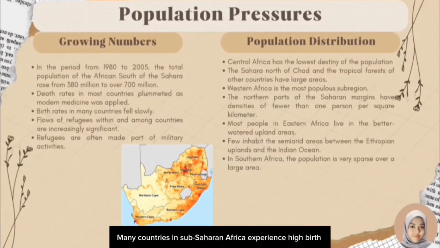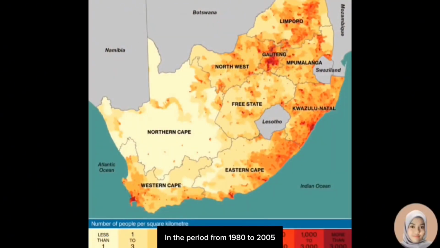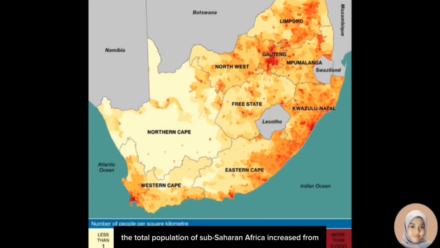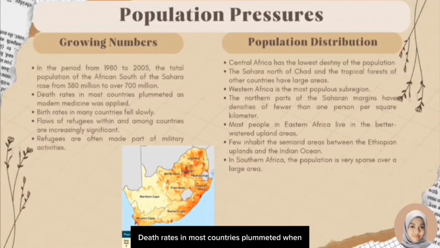Many countries in Sub-Saharan Africa experienced high birth rates, resulting in rapid population growth. In the period from 1980 to 2005, the total population of Sub-Saharan Africa increased from 380 million to over 700 million. Death rates in most countries plummeted when modern medicine was used, but birth rates in many countries fell slowly.